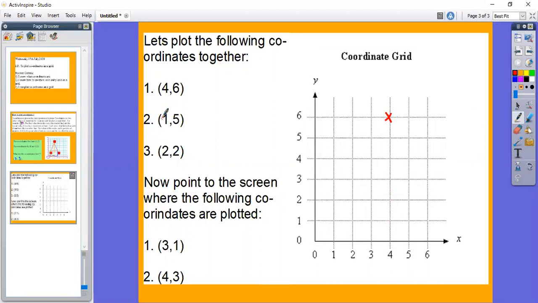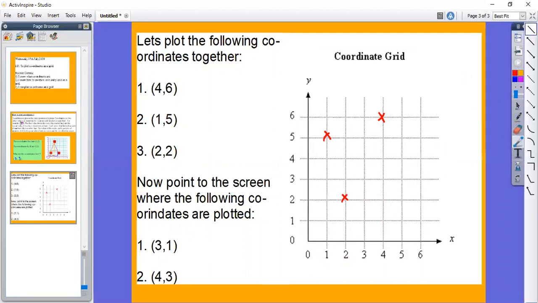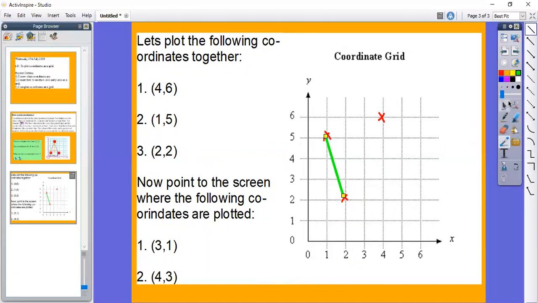My next, 1, 5. I'm going along to 1, up to 5. And my final is 2, 2. Along to 2, up to 2. So that is the shape I've made there, and I would use straight lines to connect. And there will be my shape. Okay, I hope you got that correct.